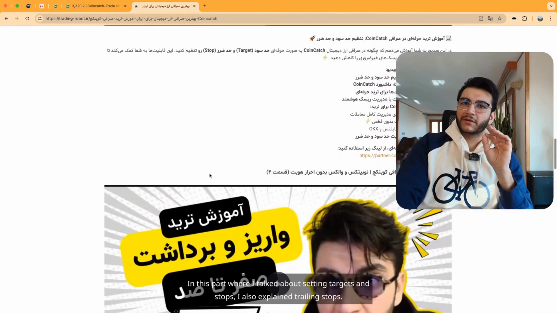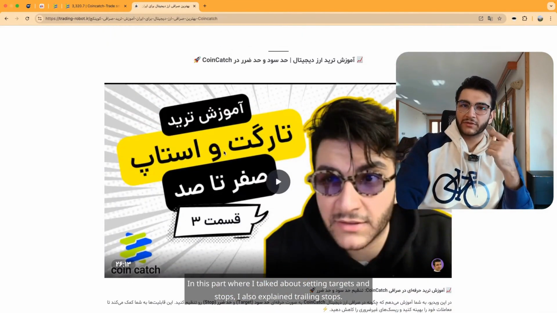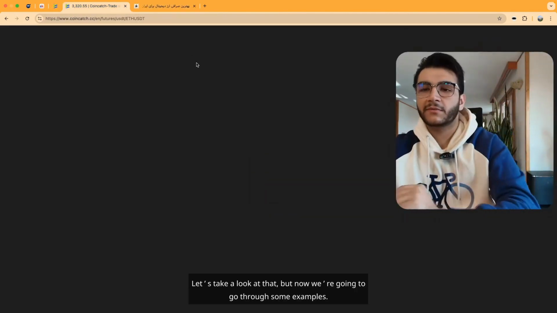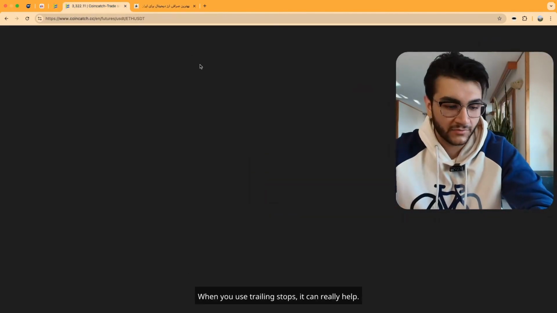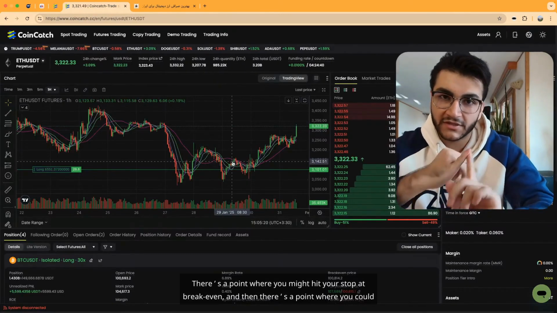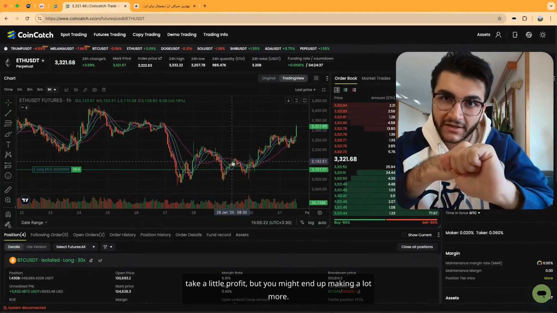In this part where I talked about setting targets and stops, I also explained trailing stops. Let's take a look at that, but now we're going to go through some examples. When you use trailing stops, it can really help. There's a point where you might hit your stop at break even, and then there's a point where you could take a little profit, but you might end up making a lot more.